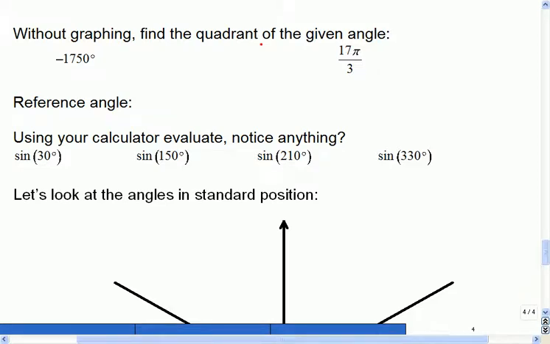Okay, so negative 1750. What quadrant did we find? How did you know it's the first quadrant? You're correct. Use the word coterminal for me.